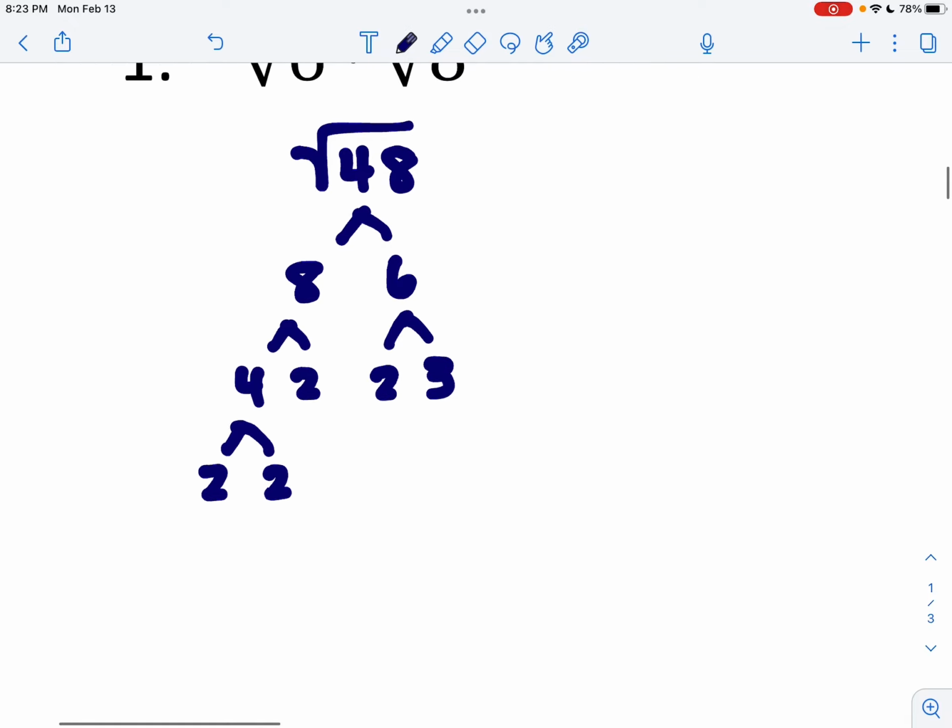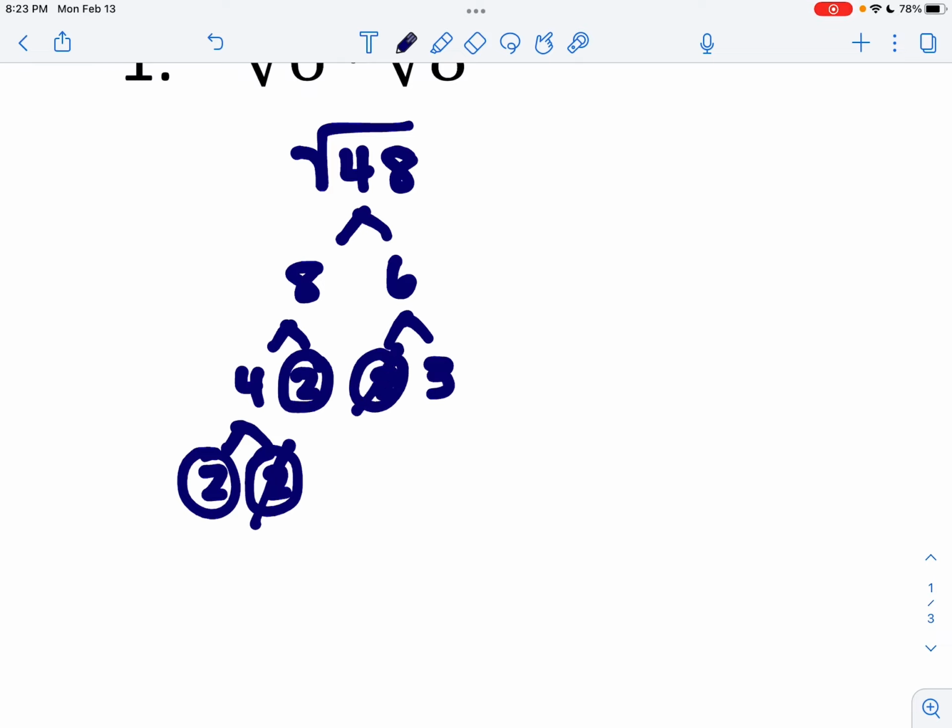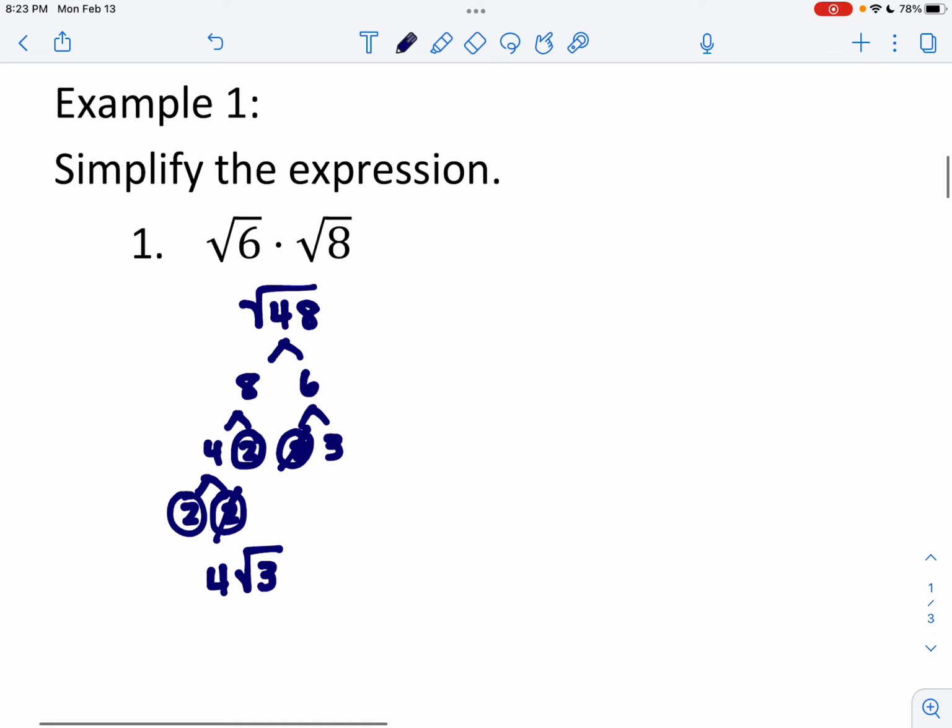I'm going to circle my pairs. I got two 2's there. I'm going to circle 2, cross 1. I also have a pair of 2's here, circle 2, cross 1. Since I have 2 circled, I have to multiply them back together. 2 times 2 gives me 4. And I'm left with my lonely 3. So radical 3 goes back in the radical. The answer for that would be 4 radical 3.